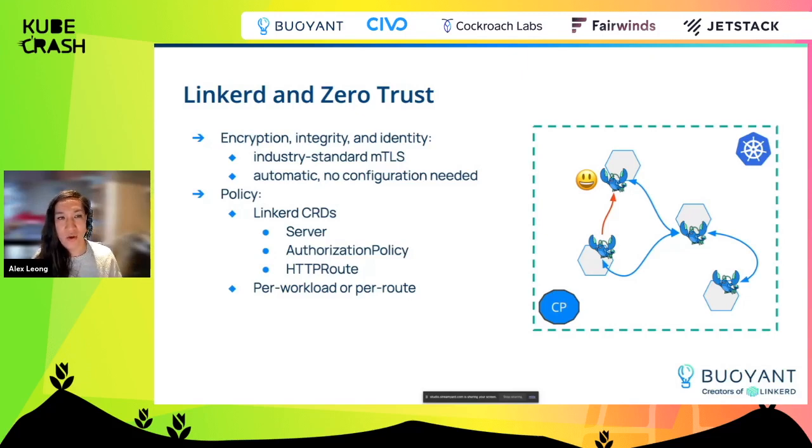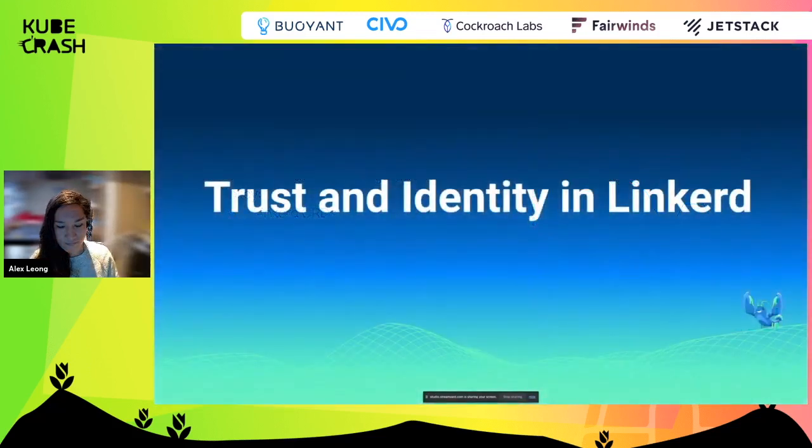We can say maybe we want different policies for different routes. This route is open to the public. This route can only be reached by other pods in the mesh. This thing can only be reached by very specific identities. You can have this very fine-grained policy per route. Okay, so that's the idea.